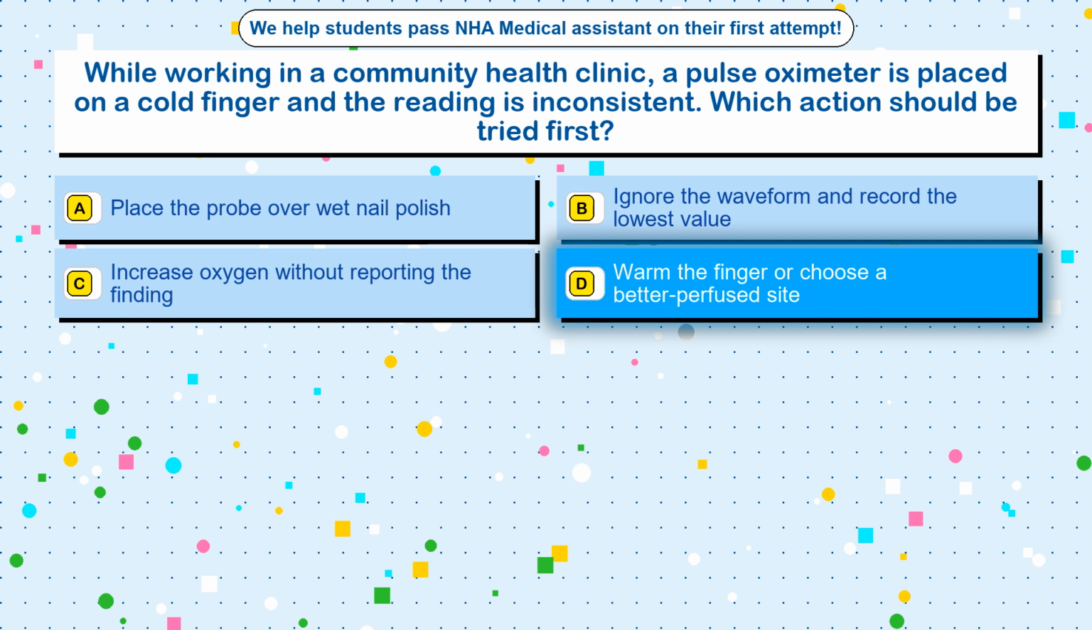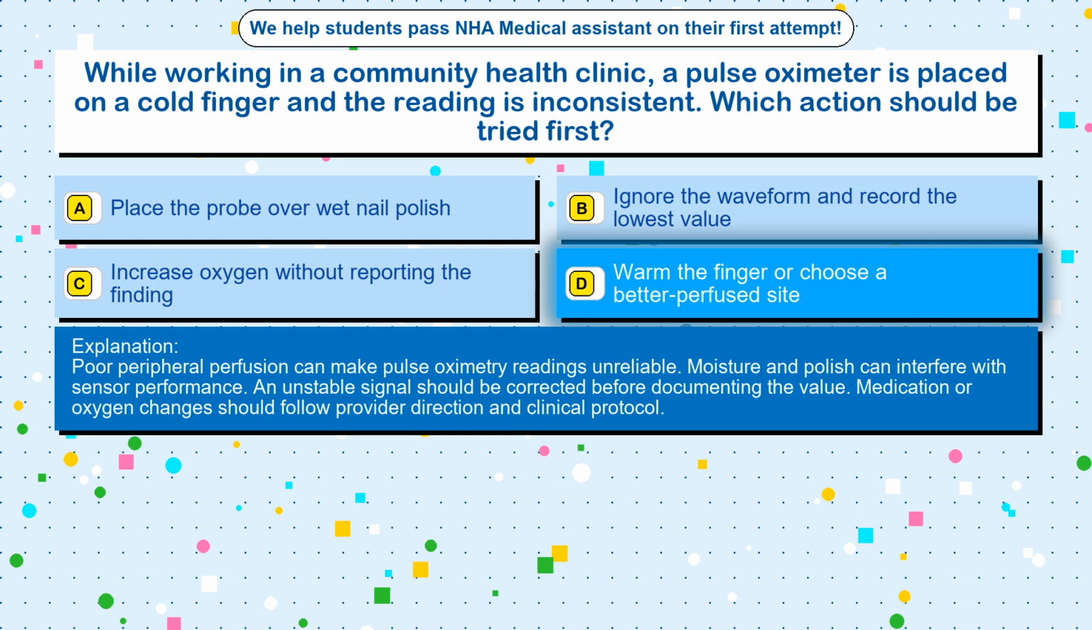The correct answer is option D. Warm the finger or choose a better perfused site. Poor peripheral perfusion can make pulse oximetry readings unreliable. Moisture and polish can interfere with sensor performance. An unstable signal should be corrected before documenting the value. Medication or oxygen changes should follow provider direction and clinical protocol.